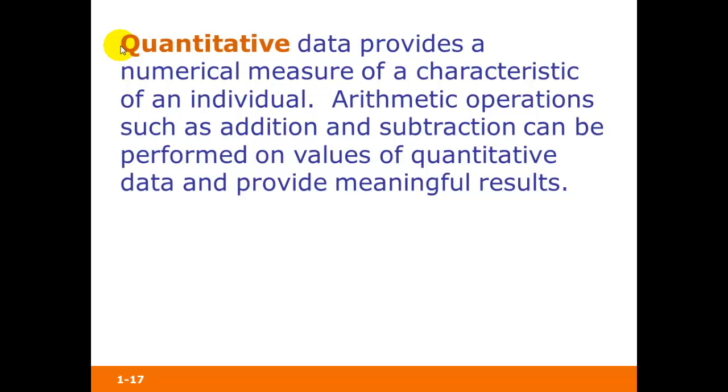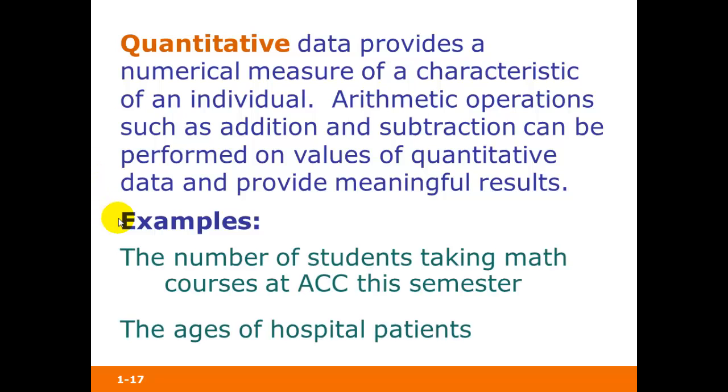So the first type of data we're going to talk about is quantitative data. And quantitative data always has to be numerical. So this gives us a numerical measure of some characteristic of an individual. We can do arithmetic operations, addition, subtraction, multiplication, and so on with quantitative data. And when we do that, we get meaningful results. Some examples of quantitative data would be the number of students taking math courses at ACC this semester, or the ages of hospital patients.